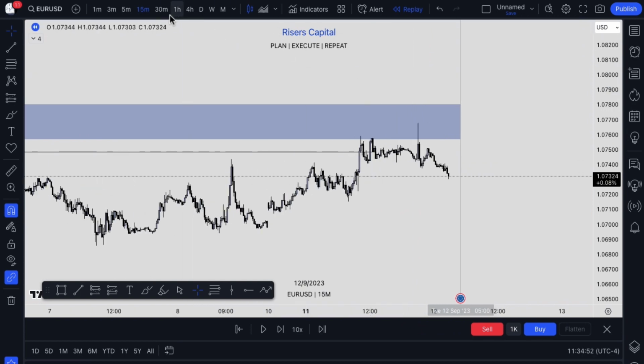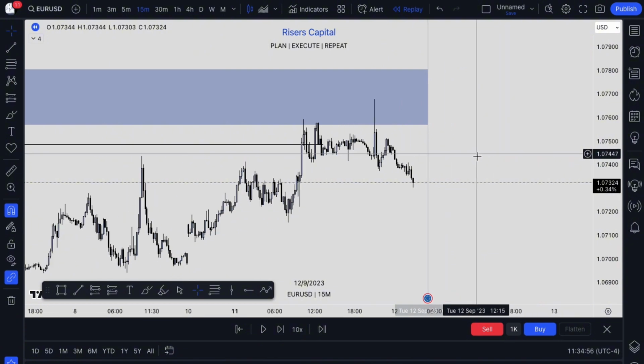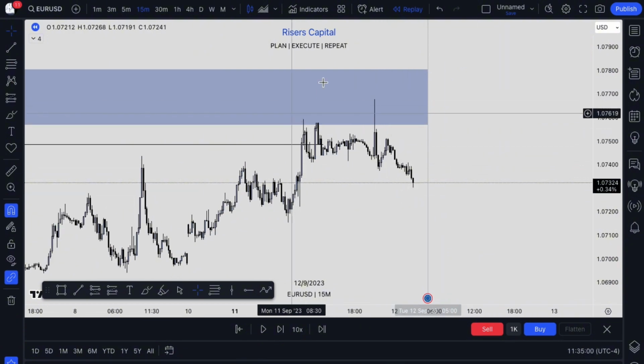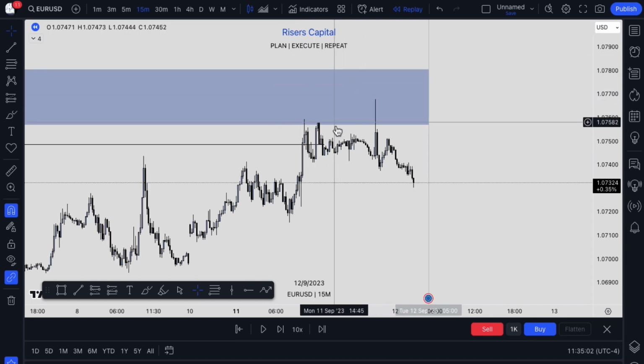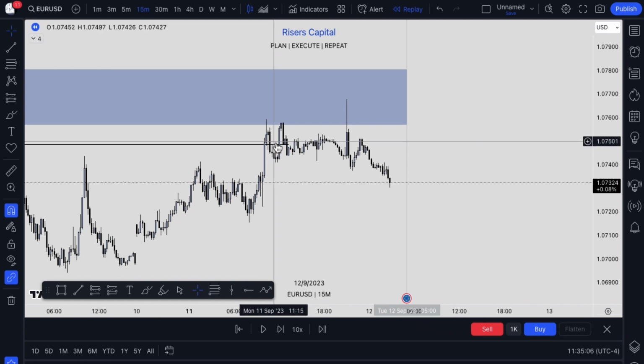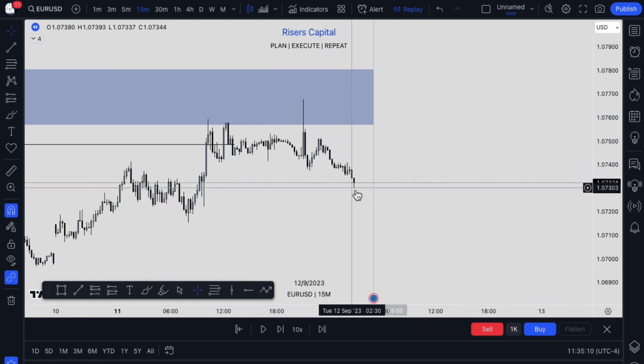Now if we actually just look closely, what can you see here? Well, we've had this touch into this fair value gap, the 4 hour fair value gap, so this blue shaded area. We've had this liquidity sweep. So what do we want to see now? Well, I want to see displacement away. Can we see displacement away? Yes, this is the displacement move.